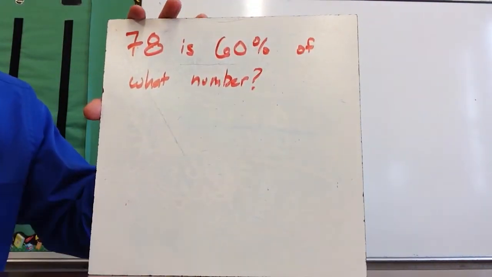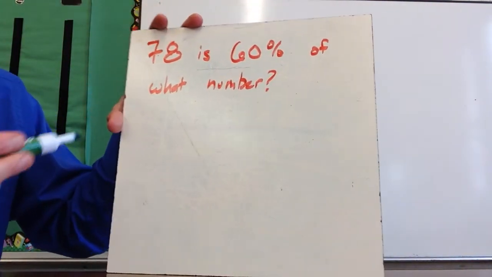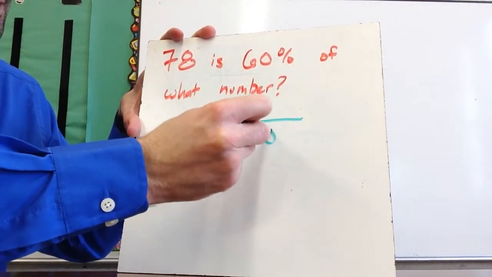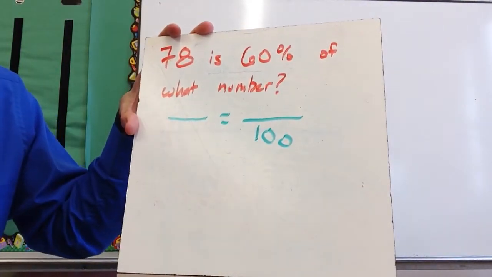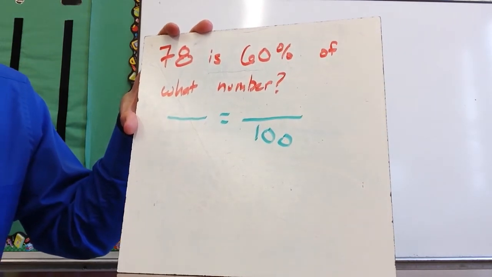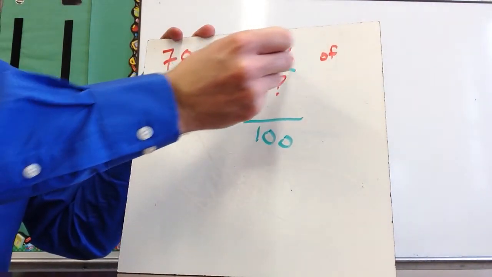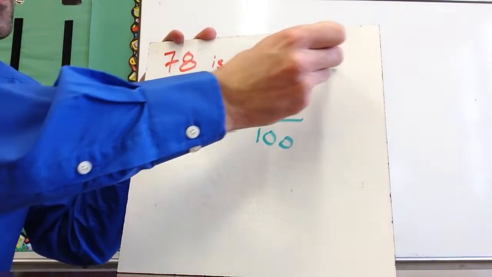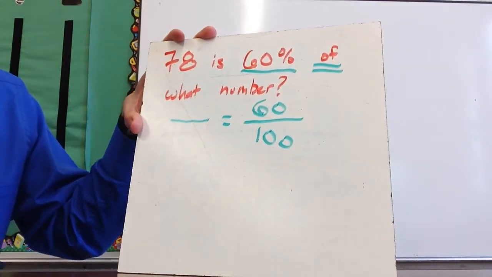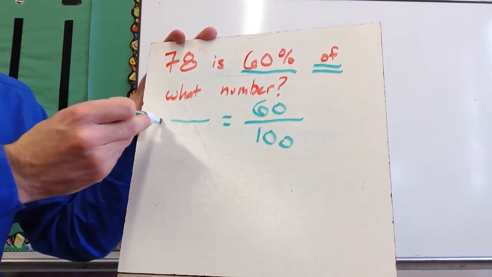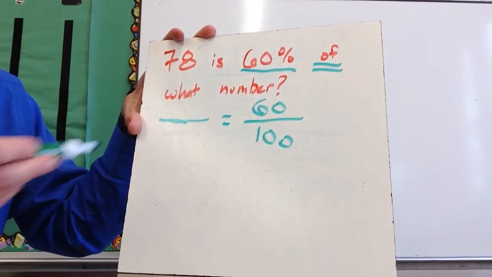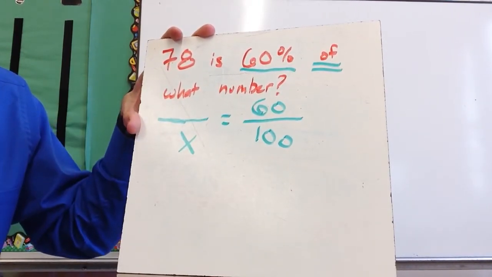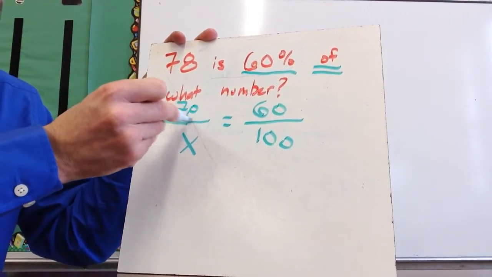78 is 60% of what number? So, again, let's set up the two equations. There's my 100, remember that's always going to be there. Looking for the percentage sign, I see it there. That's the number that goes above the 100. Looking for the word of. Whatever comes immediately after the word of goes as the denominator of that first fraction, what number? So that's going to be my x, that's my unknown, which means what's left is 78.